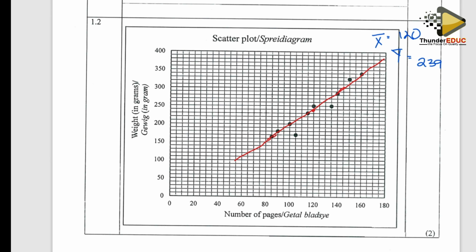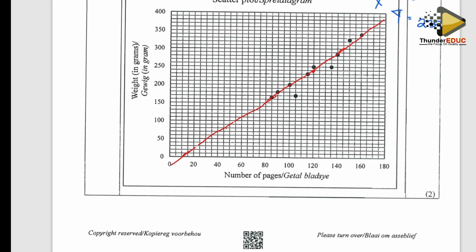We can always extend it to that negative section, but what we want is just to see the line that passes through those points. So that will be my best fit line, or the regression line.